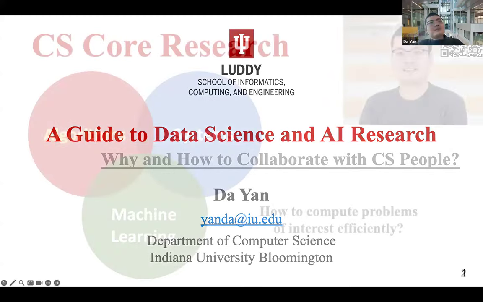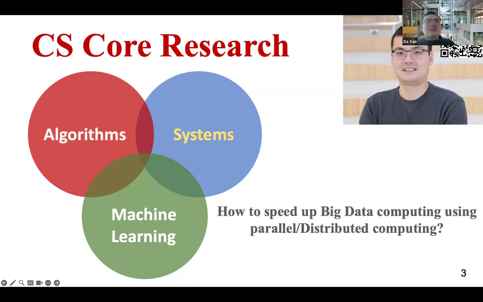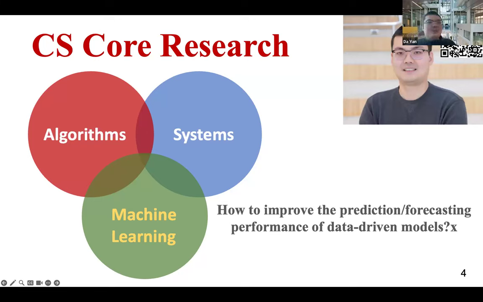First, about my research, I work in three areas of core computer science research. The first is algorithm design, where we lower the time complexity or space complexity, or design very effective pruning rules to reach the target we want to search for in much shorter time. The second direction is systems, where we consider parallel and distributed computing, how to use a supercomputer, a cloud environment, or an on-premise distributed cluster to complete a task which previously took several days. Now, can we finish in 5 minutes? The last one is machine learning, which I think is the most relevant area to this audience: how to improve the prediction and forecasting performance of data-driven models.